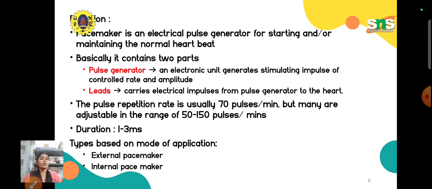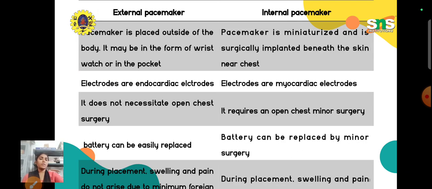External pacemaker means we are going to place the whole pacemaker setup outside of the body. We don't have a direct connection with the heart. We are not going to make any direct contact with the heart. Whereas internal pacemaker, here the pacemaker will be placed inside the body, so we have to make a direct connection with the heart. So based on the connection, how you make with the heart, we have two types. That is the mode of application, external and internal pacemaker.